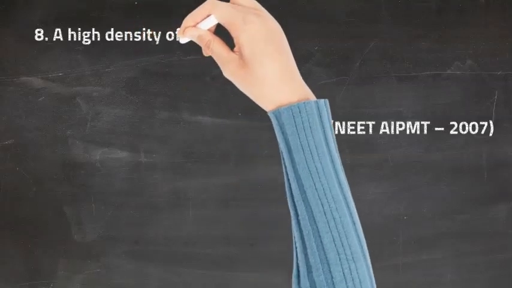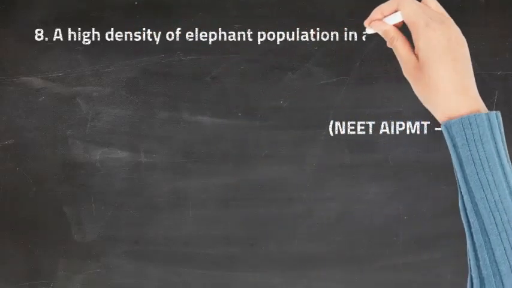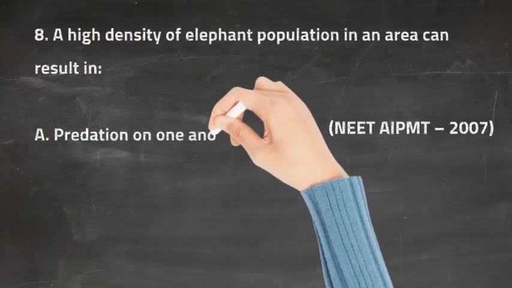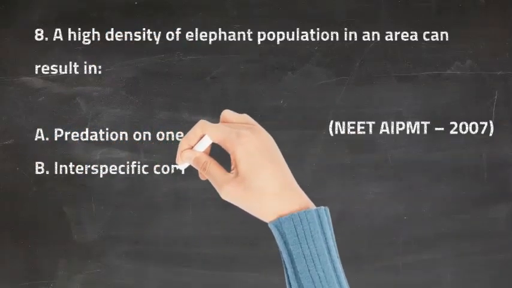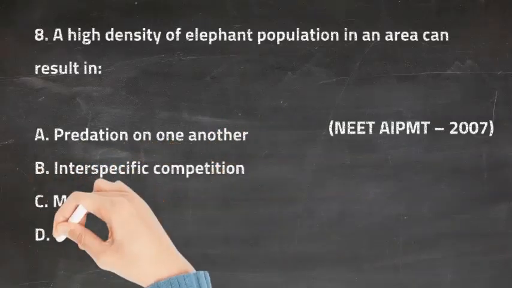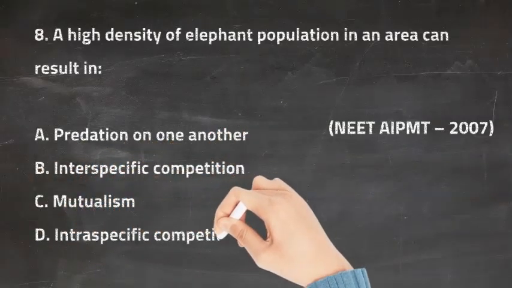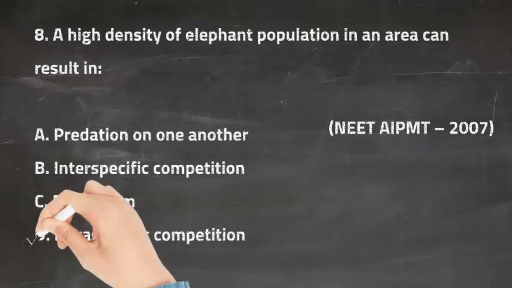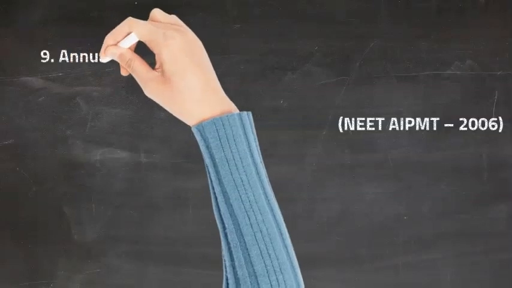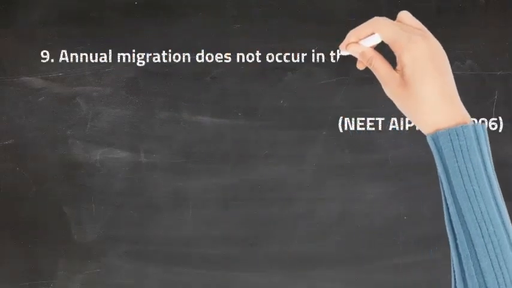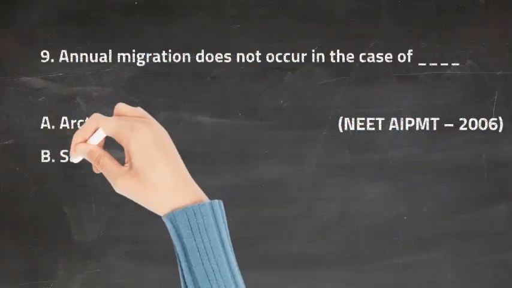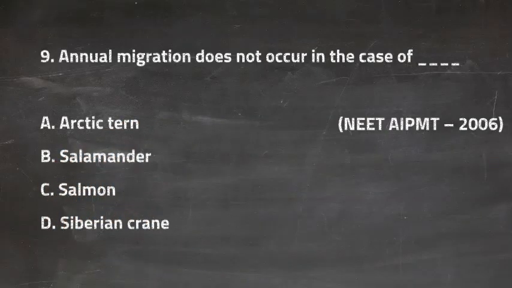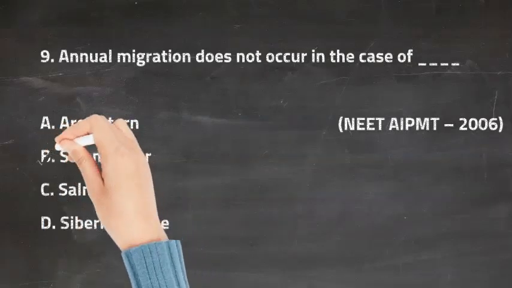Question 8th. A high density of elephant population in an area can result in option A, predation on one another. Option B, interspecific competition. Option C, mutualism. And option D, intraspecific competition. So the right answer is option D, intraspecific competition. Question 9th. Annual migration does not occur in the case of dash. Option A, Arctic tern; option B, salamander; option C, salmon; and option D, Siberian crane. The right answer is option B, that is salamander.